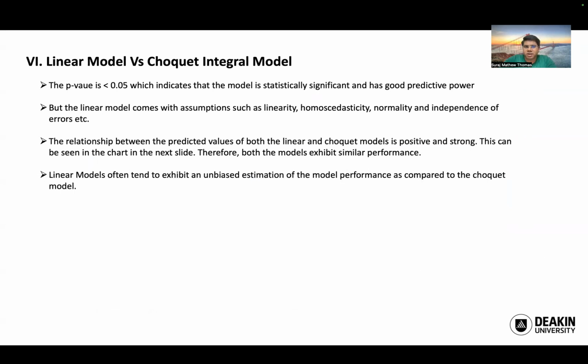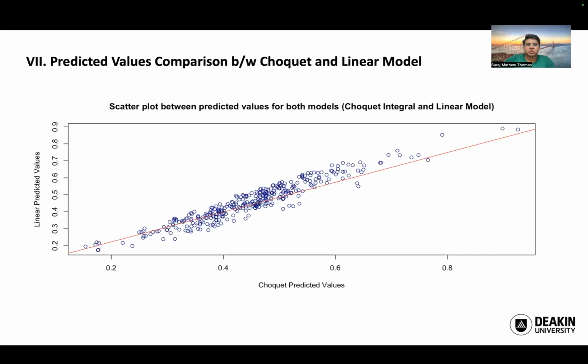Now, if you see the linear model versus the Choquet integral model, the p-value is less than 0.05, which indicates that the model is statistically significant and has good predictive power. I'm talking about the linear model. When it comes to the linear model, there are assumptions of homoscedasticity, linearity, normality, and independence of the errors. So the relationship between the predicted values for both linear and Choquet are positive and strong. But the linear model has a little bit of advantage, in that it can exhibit unbiased estimation of the model performance as compared to the Choquet model.